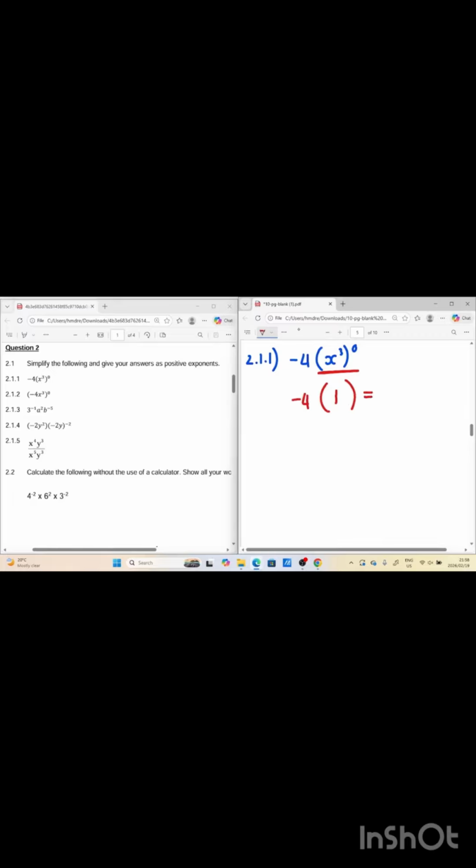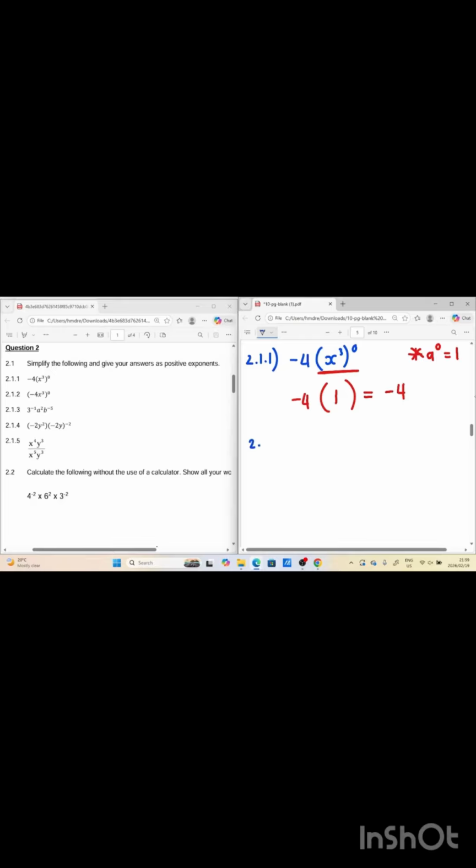So again, this one is a really straightforward one to get us started. Minus 4 times 1 is minus 4. Okay, so this one, we had to know anything to the power of 0 is 1. That's our law for this one.